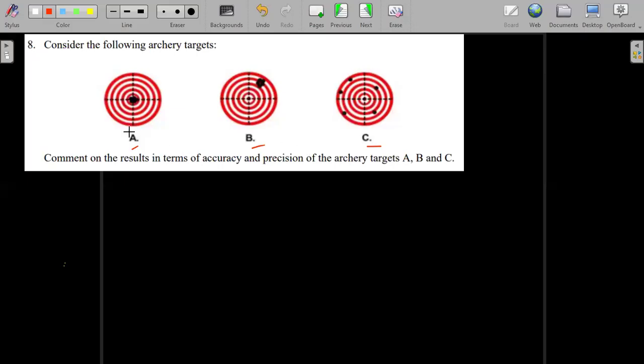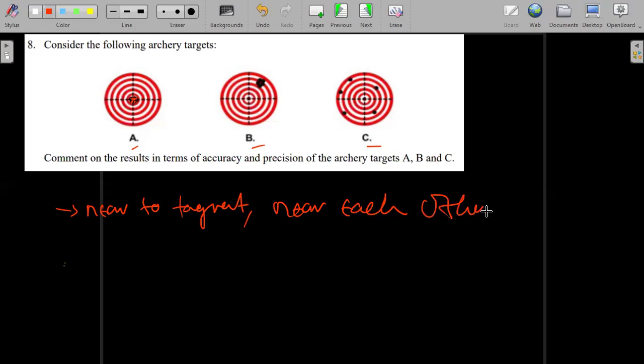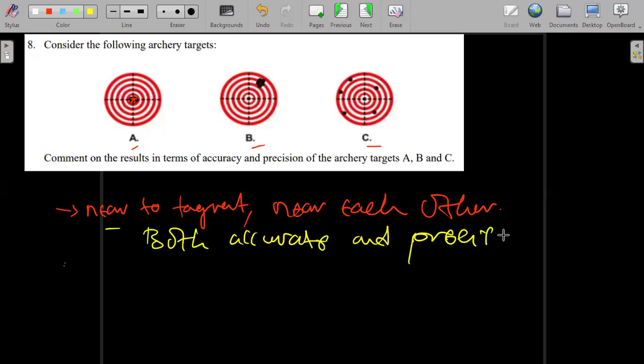So we see that from target A, all the dots are going on the same spot there. They are just on the same spot. So it means those arrows are near to the target, and they are also near to each other. So if they are near to the target and they are near to each other, we are going to say the results from A are both accurate and precise.